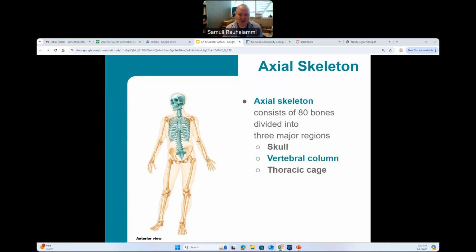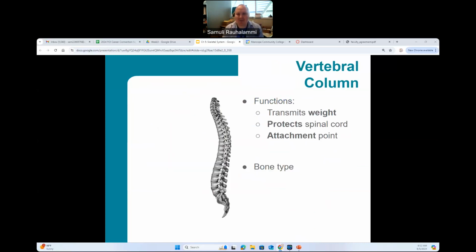So let's have a look at the vertebral column a little bit and discuss that a little more. The vertebral column, also sometimes known as our spine or spinal column, serves a few different important functions. First of all, I want to mention that it transmits weight from all other structures of the area that are attached to it, and then passes that weight to the hips, so that we can carry it further to the legs and to the ground.